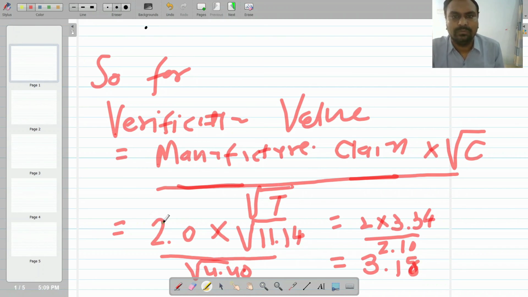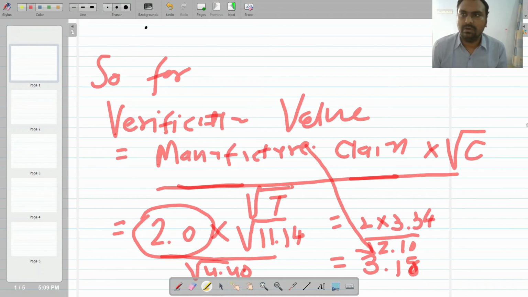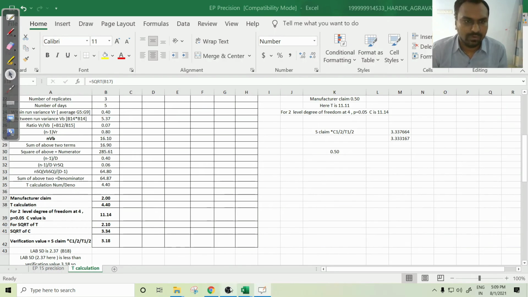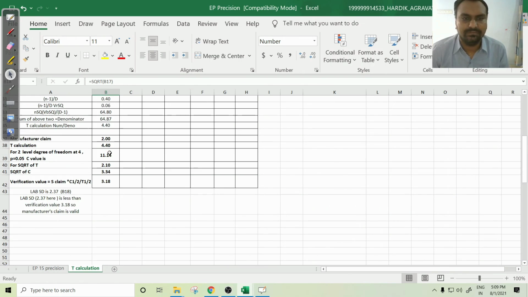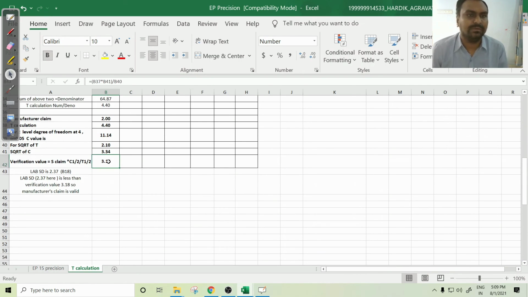So the manufacturer's claim is 2 but the verification value is 3.18. The value that we have got for SD here is 2.37. This 2.37 is less than the verification value of 3.18. So the manufacturer's claim is valid. This is the EP15 A3 protocol for precision.